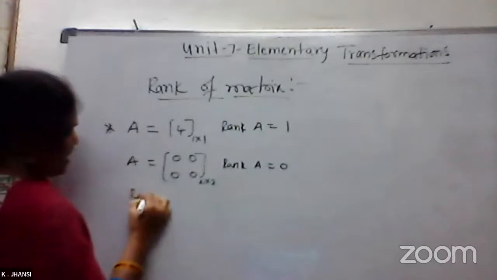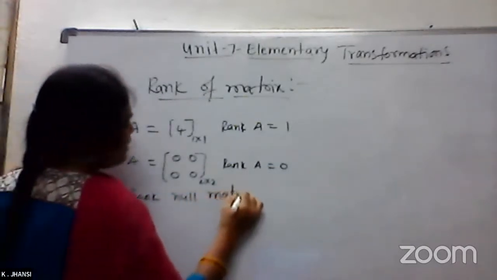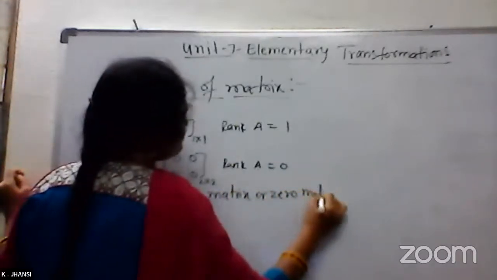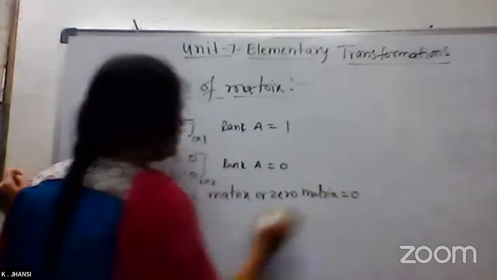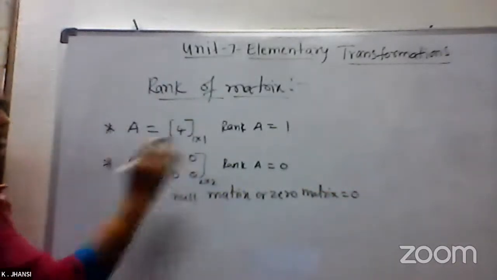So the rank of a null matrix or 0 matrix is equal to 0. Only in this case will you have the rank as 0.